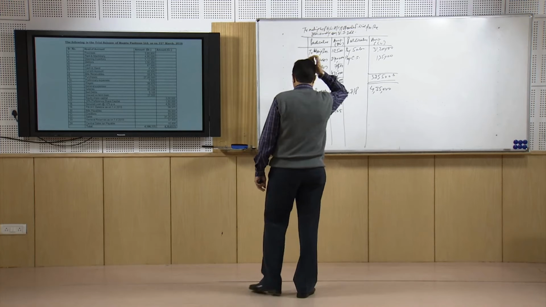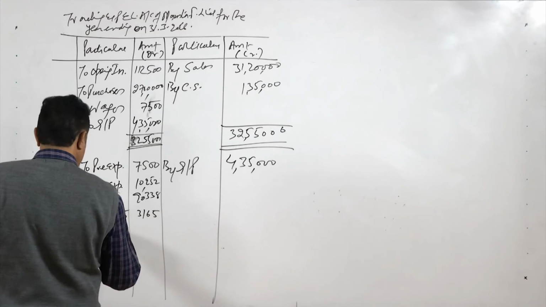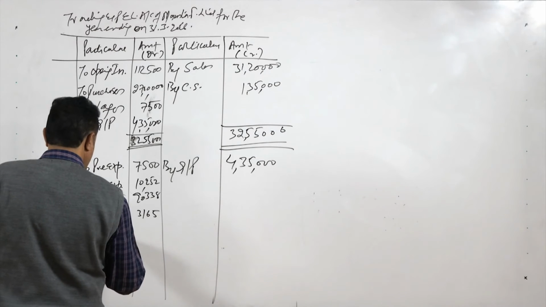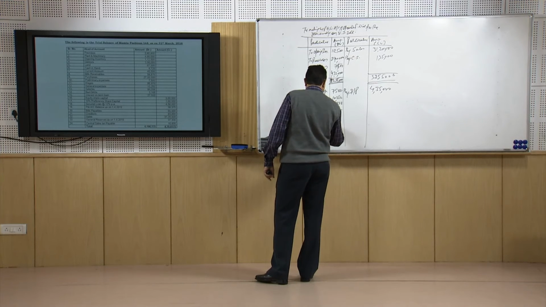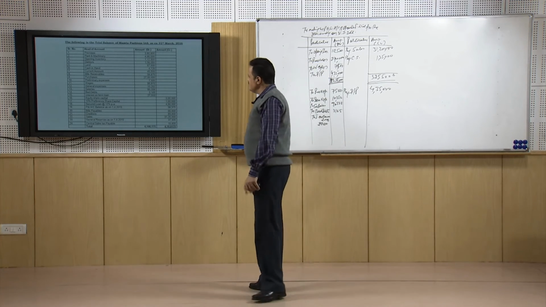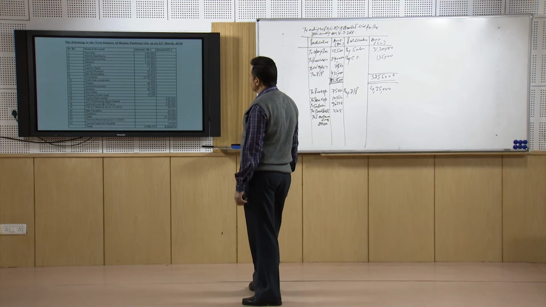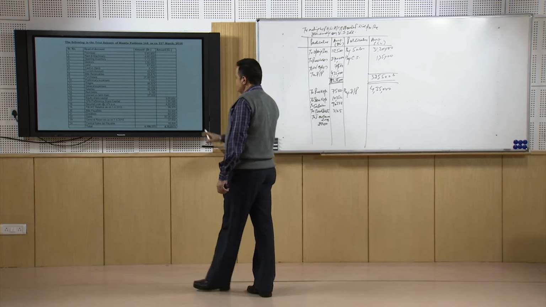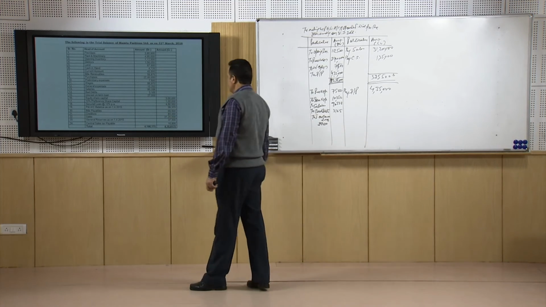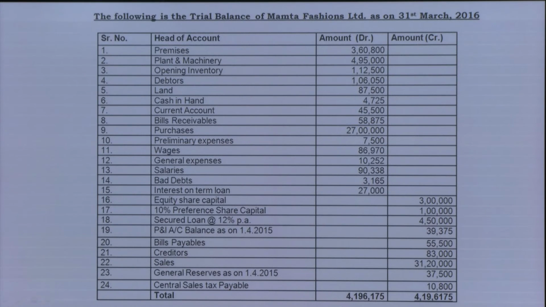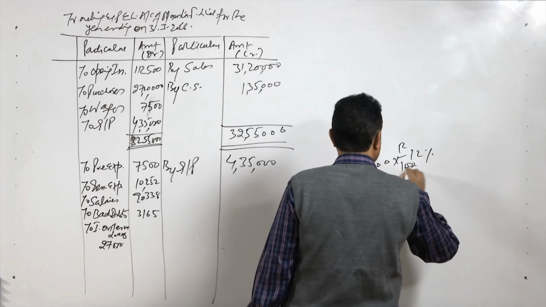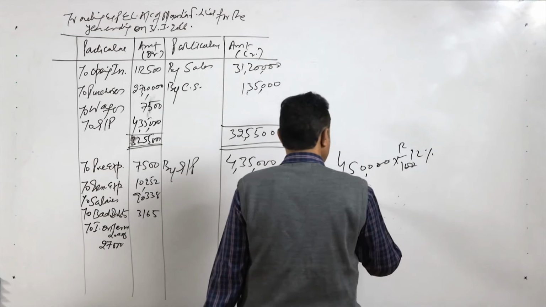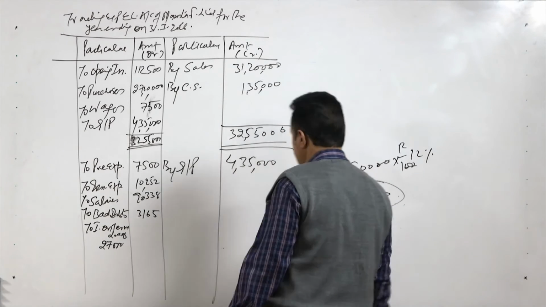Then we have others. Interest on term loans, yes, this is important. To interest on term loans. The interest which is already paid is 27,000. We will put it in the inner column. Why are we putting it in the inner column? I would like to tell you what the total term loan is. If you look at the figure of the total term loan, the secured loan is this one, secured loan 12%, and this is 4,50,000. So we have taken a loan of 4,50,000 at 12%, so the rate of interest is 12%. What is 12% on the 4,50,000? If you calculate, it is 54,000. The total amount of interest works out to be 54,000.